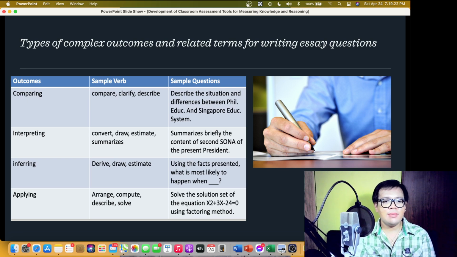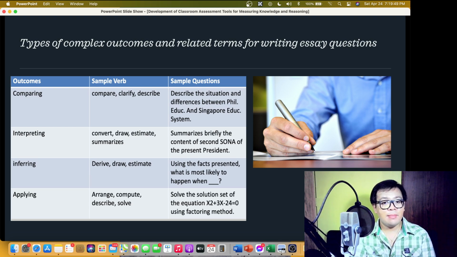Another very good outcome is interpreting. Some verbs that could be considered are convert, draw, estimate, and summarize. Example question: summarize briefly the content of the second SONA of the present president. Third outcome is inferring. The verbs that could be used are derive, draw, estimate, and a sample question: using the facts presented, what is most likely to happen when.